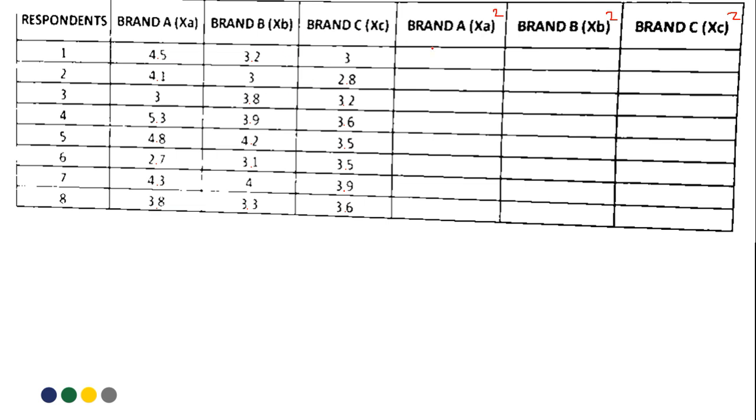Ang unang gagawin nyo dito, since yung brand A, B, and C, is squared lang natin, no? So, 4.5, what is the answer? 20.25. Okay. Isa-isahin natin ha. Next, 4.1: 16.81. Next, 3: 9.